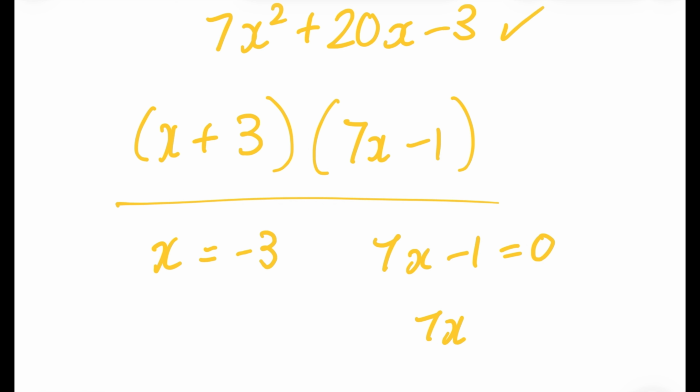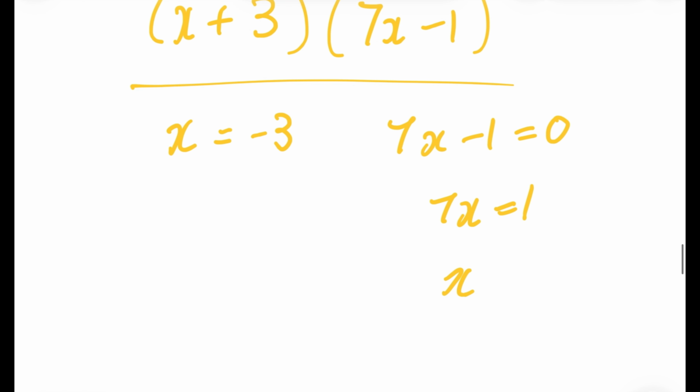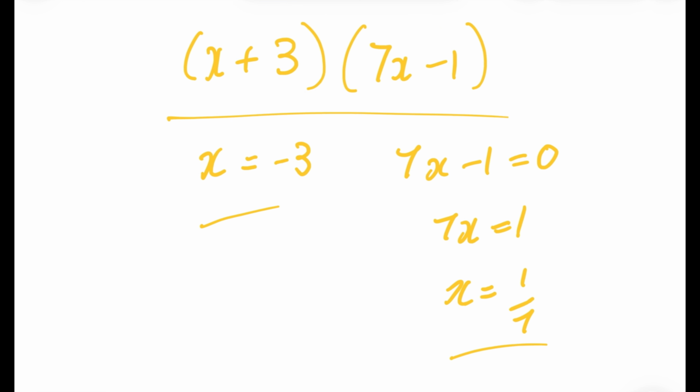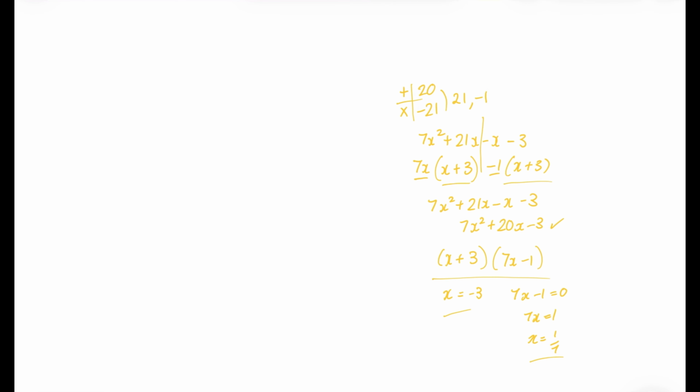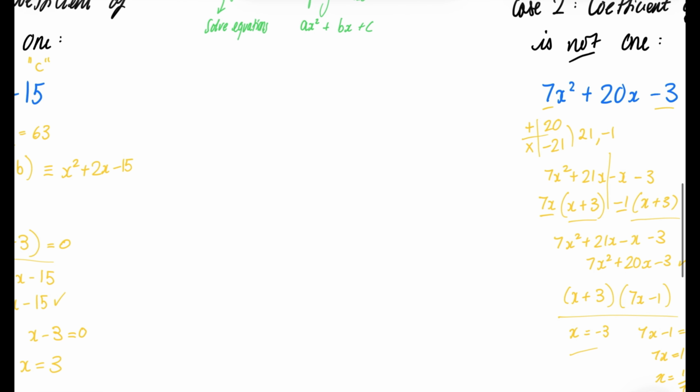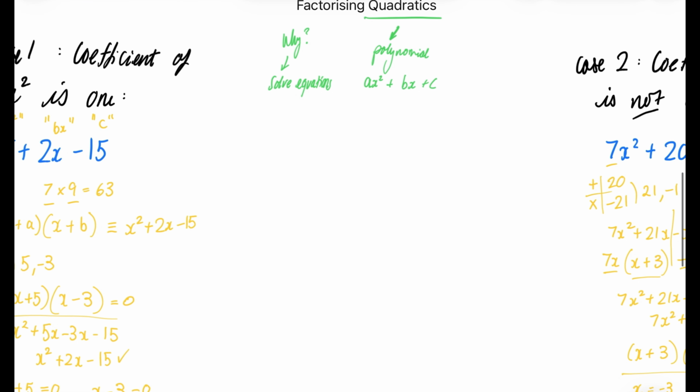Again, they may ask you to solve the equation. So here we would have x is equal to minus 3, and then 7x minus 1 equals 0, so that means x equals 1 over 7.